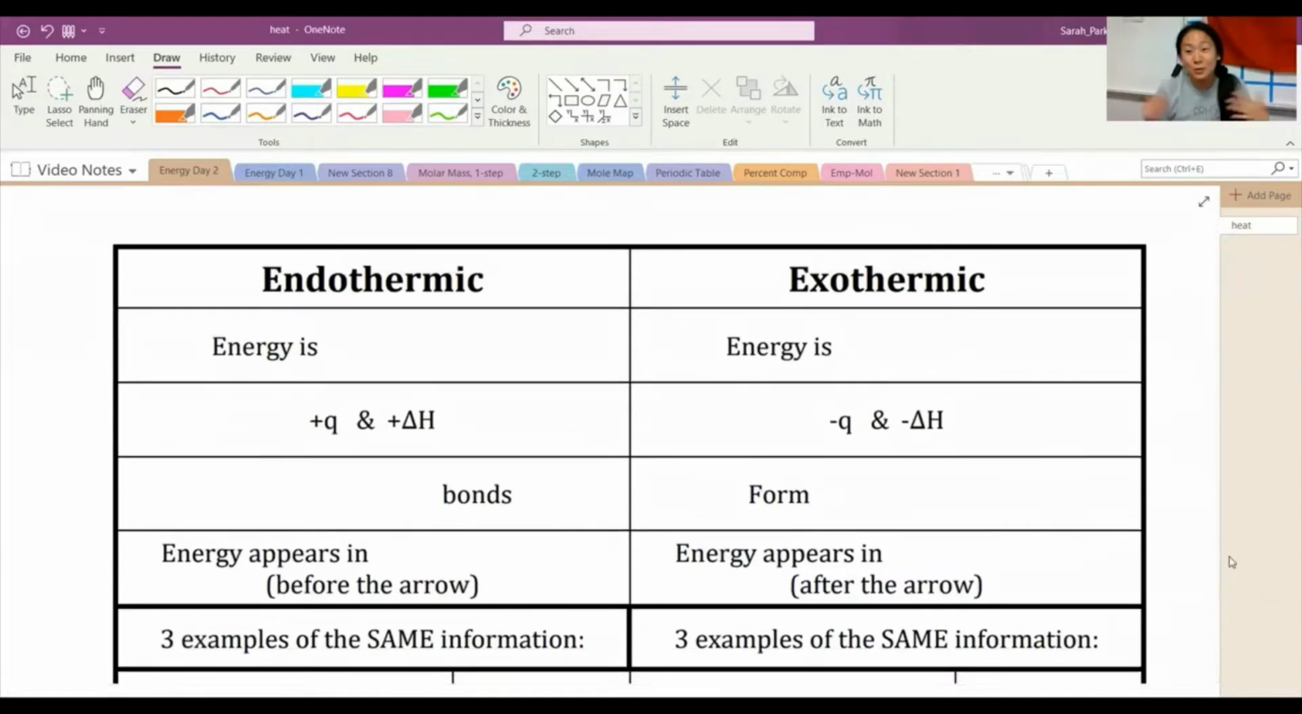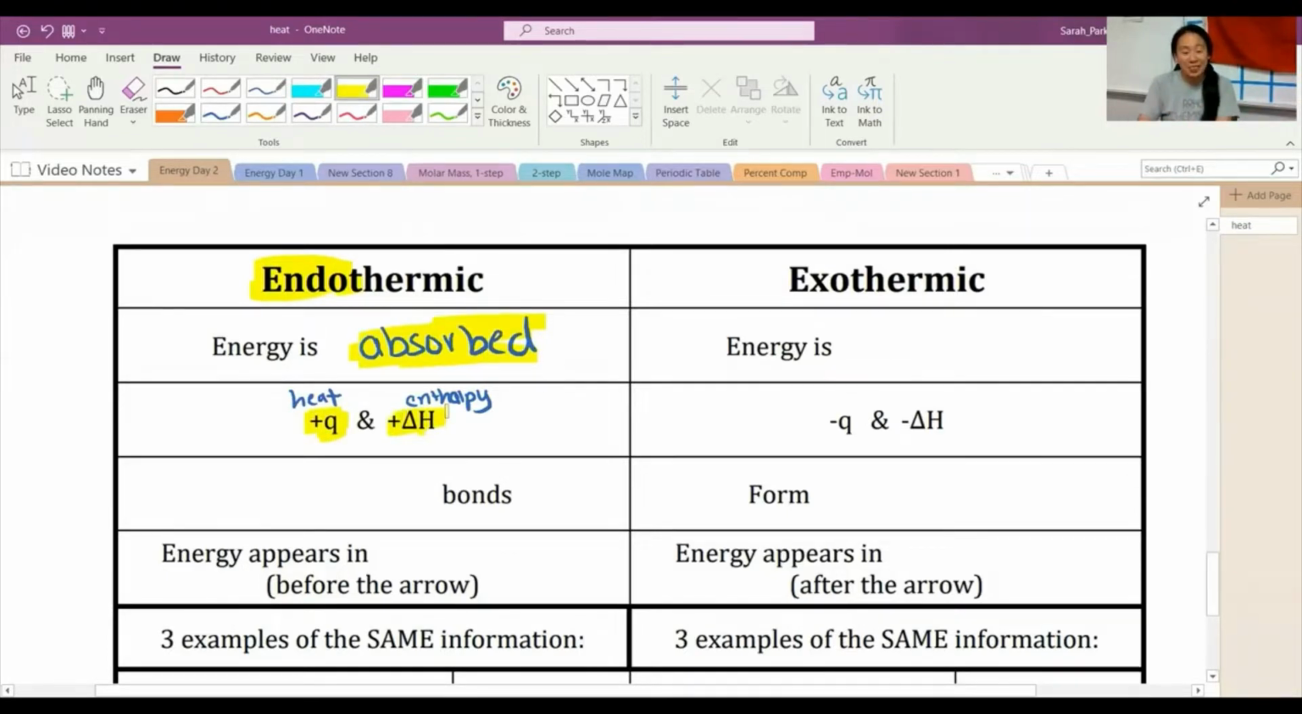All right, so let's do a quick summary of all our vocabulary words. So endothermic, energy is being absorbed. You know that. Q is heat and H is enthalpy. Anytime something is endothermic, we denote it with a positive value. So endothermic is definitely absorbed. You see a positive number. So Q is heat, H is enthalpy.